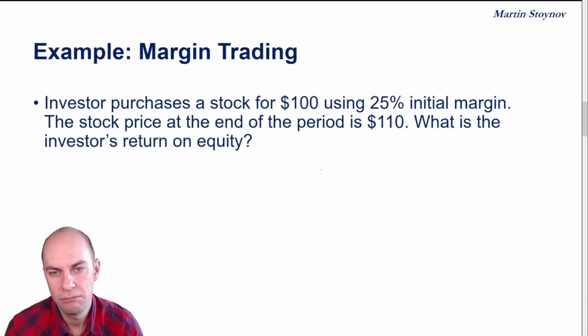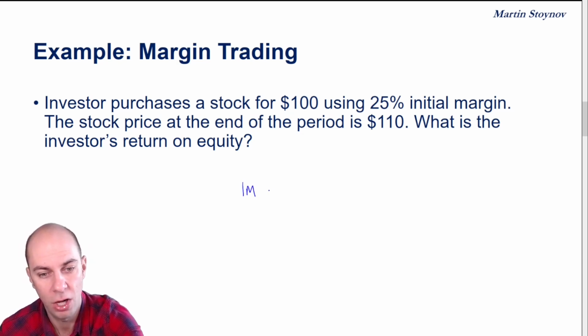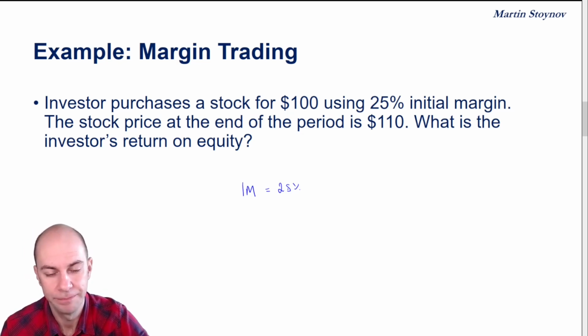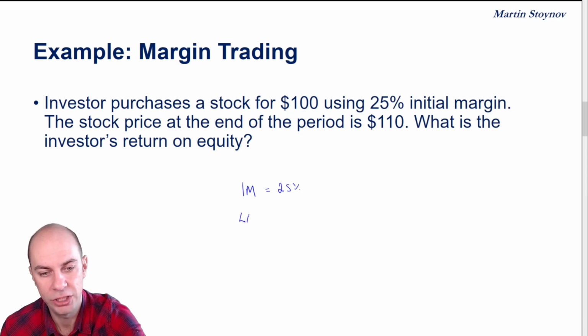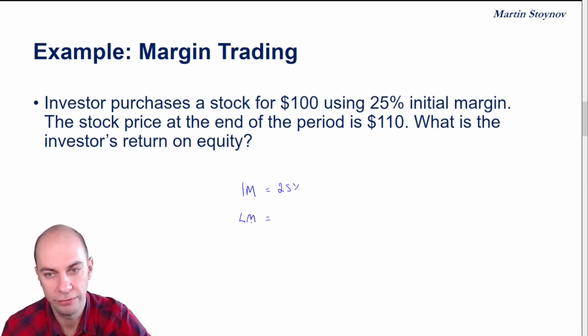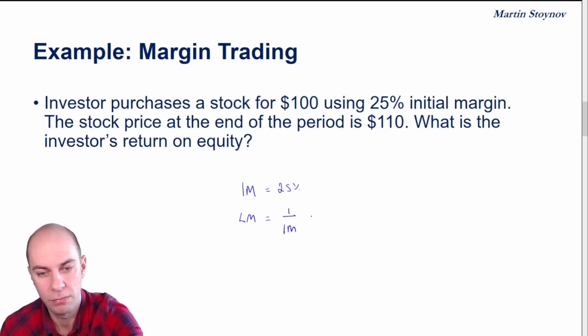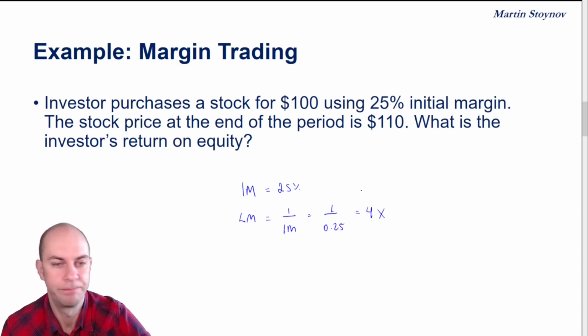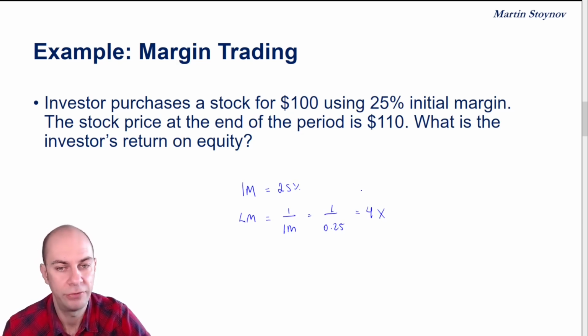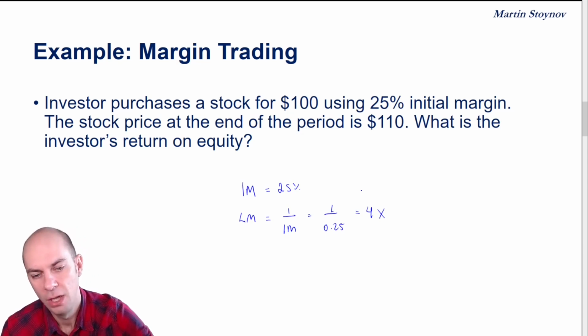Okay, so let's look at the quick and dirty way of solving this. Well, my initial margin is 25%, as we have seen here. So my leverage multiple, my leverage ratio, if you like, is 1 over the initial margin, which is 1 over 25%, which is 4x. So now I know that every time the stock moves by 1%, my position is going to move by 4%. I'm 4x levered.